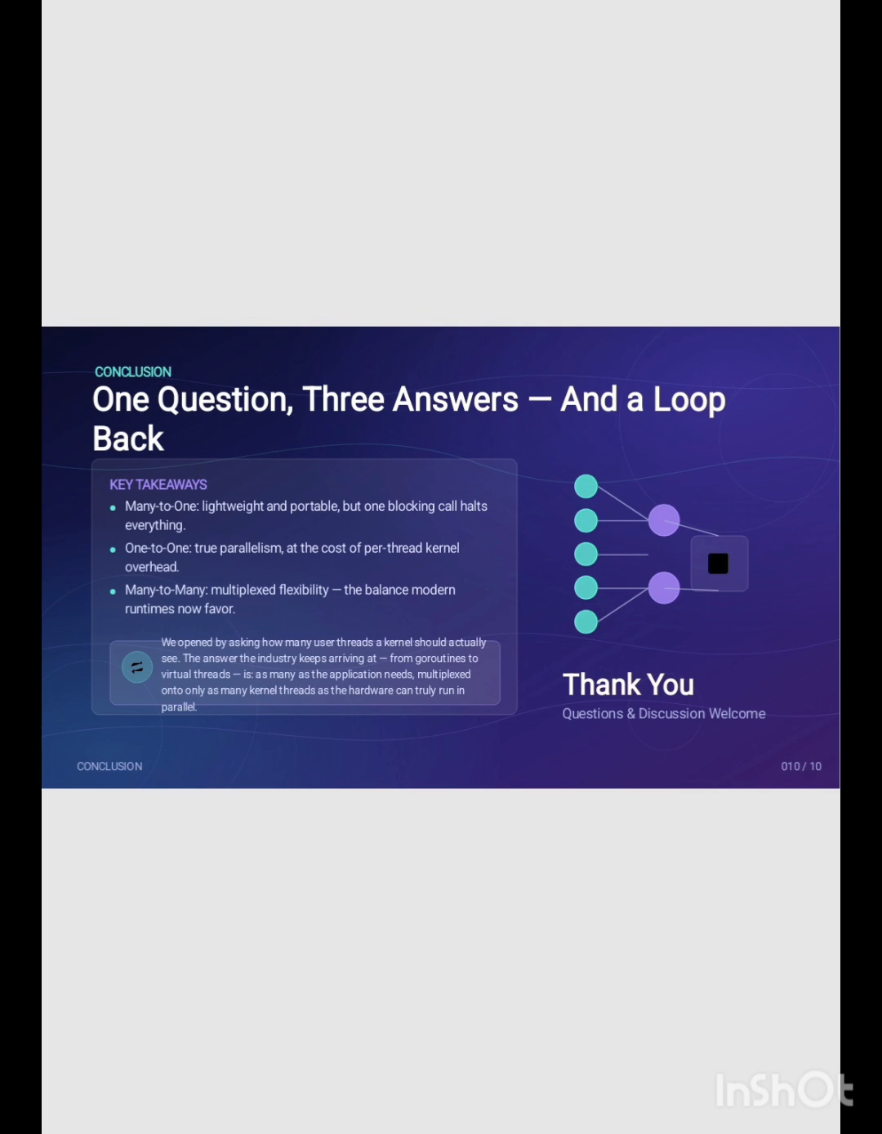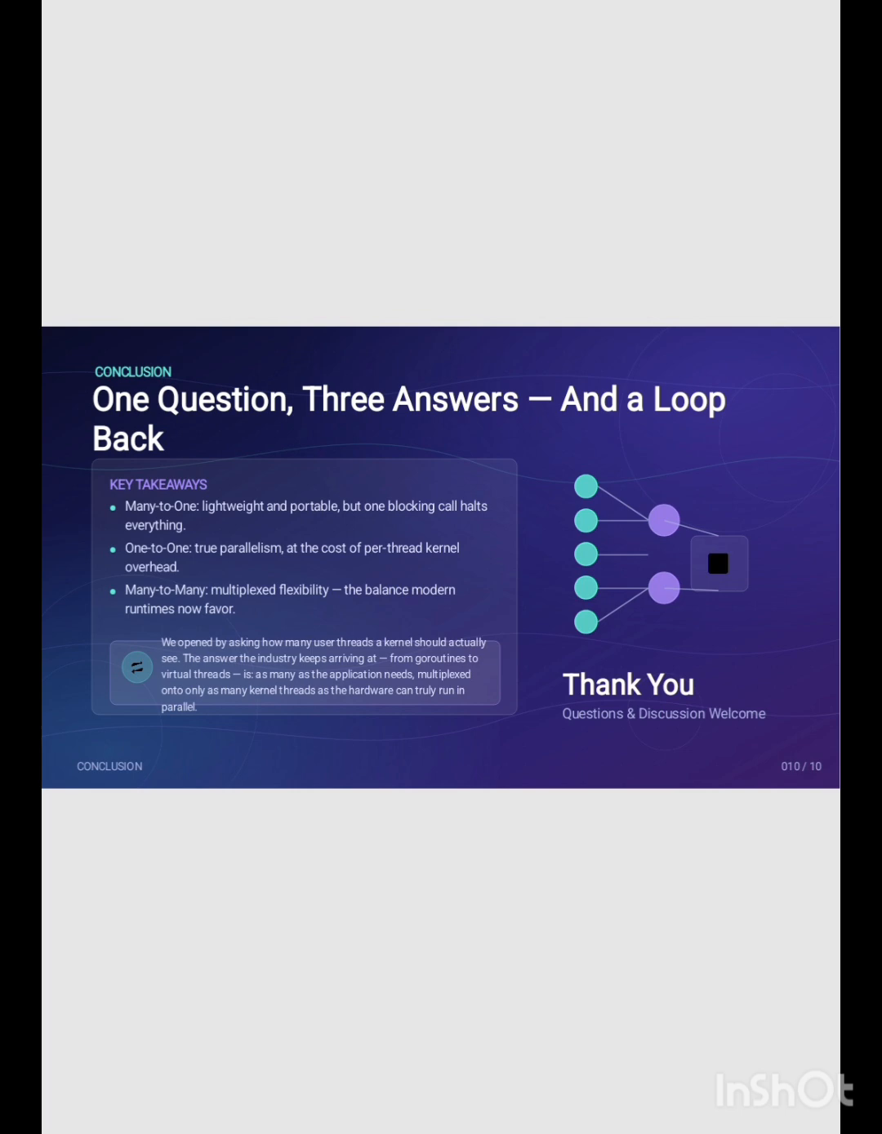Now the conclusion: one question, three answers, and the loop back. Key takeaways. Many-to-one: lightweight and portable, but one blocking call holds everything. One-to-one: true parallelism at the cost of per-thread kernel overhead. Many-to-many: multiplexed flexibility and balance, which modern runtimes now favor.